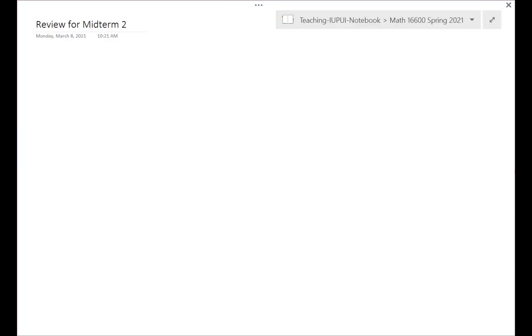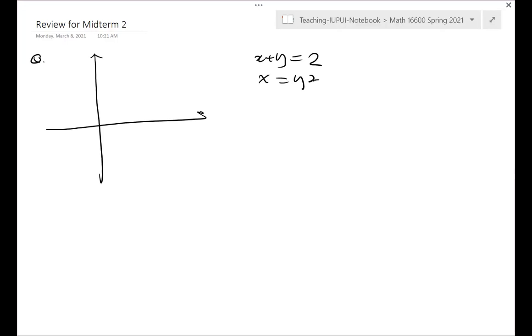Okay. So here's a region. Let me draw them. I think we did problems before. Let me redo it again. This is a picture, and x plus y equals 2, and x equals y squared. So x equals y squared is a parabola open to the left, and this is a line.